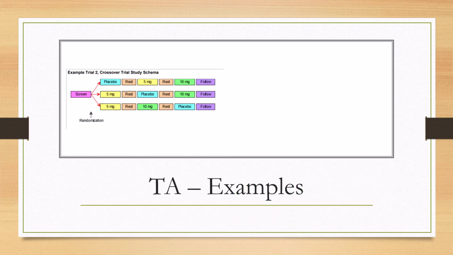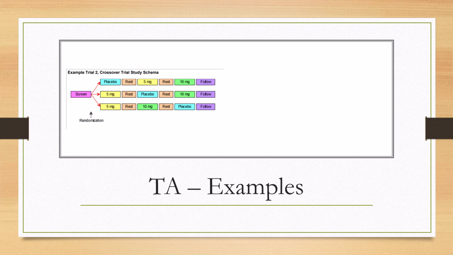Let's take another example of a crossover study where the subject, after screening, is randomized either to a sequence where the first treatment is placebo, or to an arm where the first treatment is 5 mg of the drug and then the placebo, or the third group where the first drug is 5 mg of the study drug and then the 10 mg.